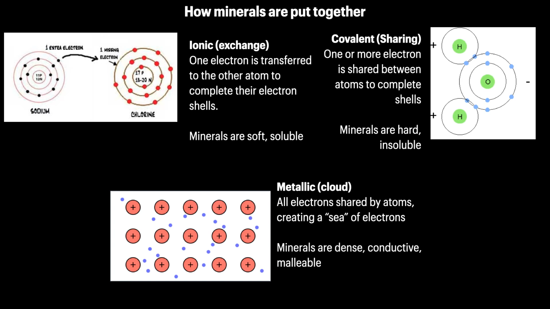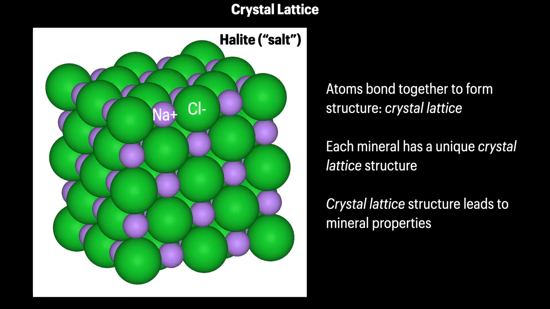So most minerals are made of one of these three bonds, or actually combinations of bonds. So they might have some of the atoms bonded covalently and some of them bonded ionically. They can be a mix as well. But what you really need to think about is that for a mineral to be a mineral, this bond has to produce something that has a regular structure. And that's what we call a crystal lattice. So they bond together to form a structure. Sodium and chlorine in salt bond to form this cubic structure that is the crystal lattice of that mineral.